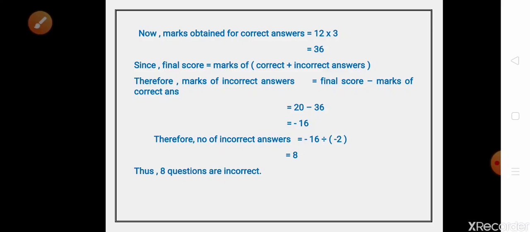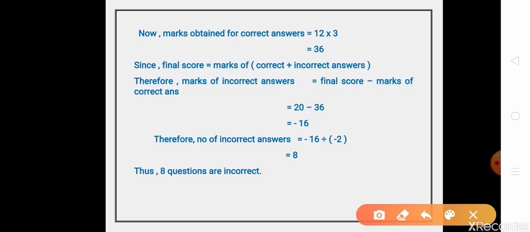Okay. So, as you can see, the marks obtained for a correct answer: for one correct answer, 3 marks has been awarded. So, for 12 correct answers, how many marks did she get? She got 36 marks. But your final score is equal to marks of correct plus incorrect answers, right?